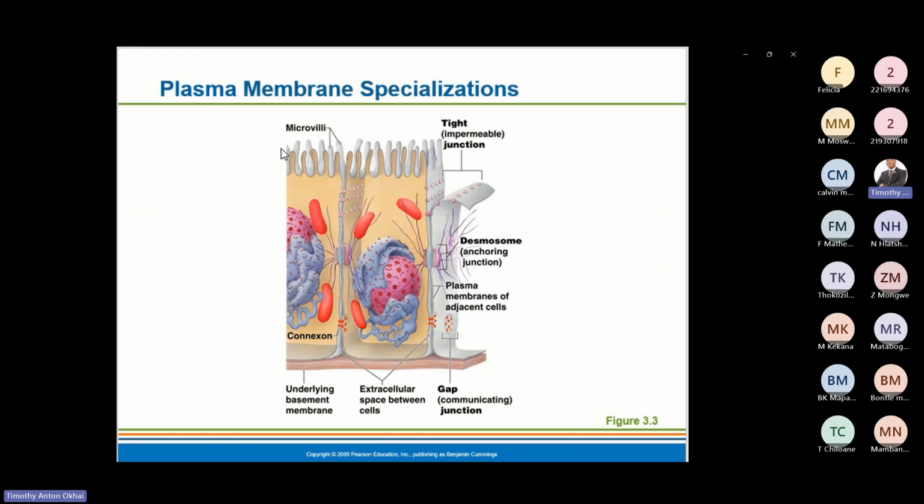So these are our microvilli that help to increase surface area for absorption. Tight impermeable junctions here, like you find in the skin, and these are gap junctions over here. Okay, so these here are desmosomes.